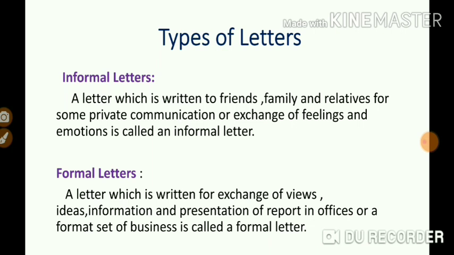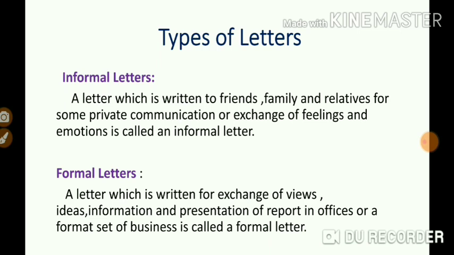A formal letter may be defined as a letter which is written for exchange of views, ideas, information, and presentation of reports in offices or a format set of business. So my dear children, I think you have understood, because the definition that I have given here is enough for you to understand it. But still, I would like to elaborate it. I would like to describe it to you.